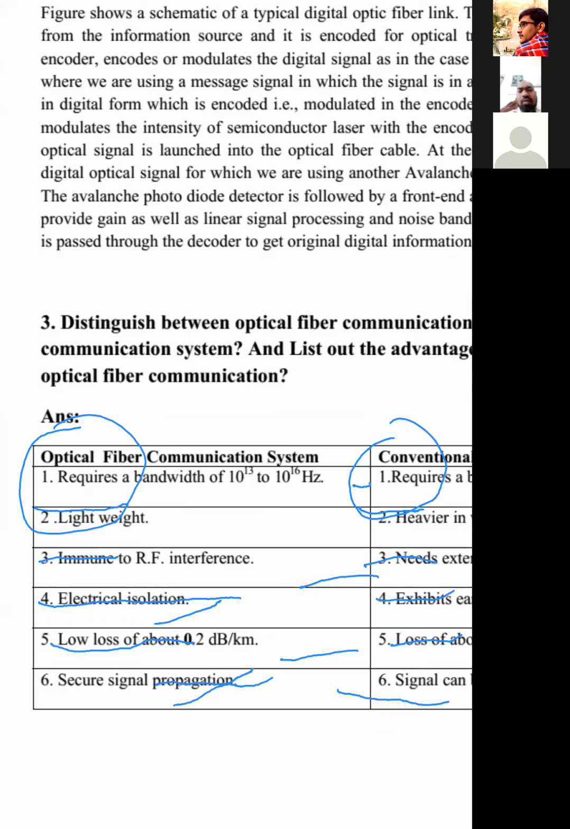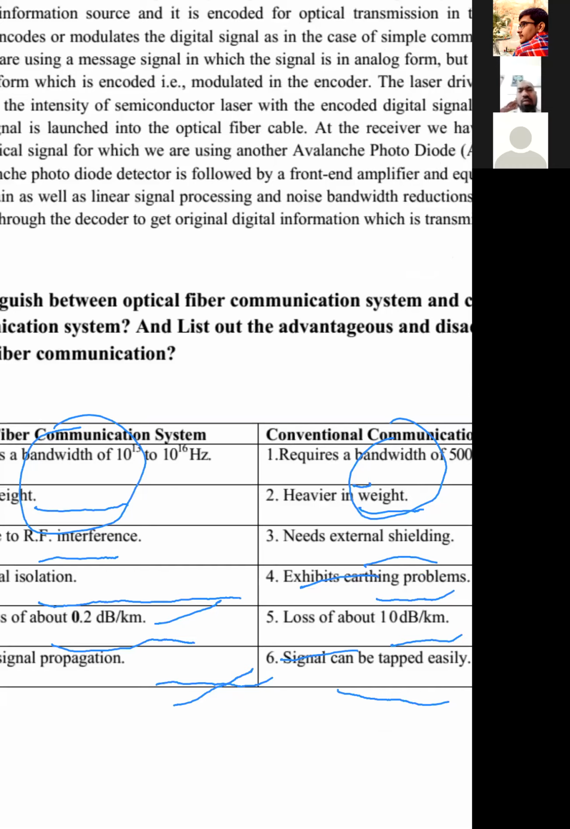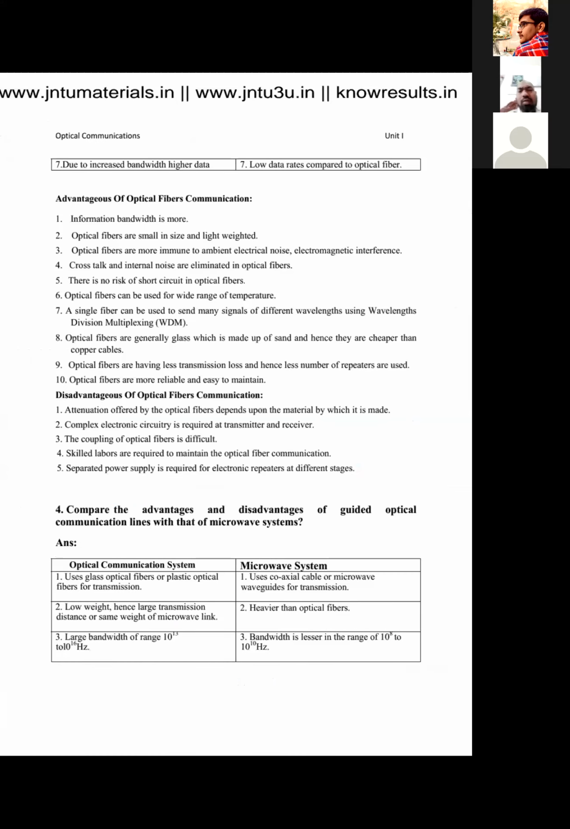And coming back to the last point of optical communication systems, the data rates are very, very high, in the order of Gbps, gigabits per second, whereas conventional systems have lower data rates in the order of Mbps, megabits per second. The same have been mentioned here again.